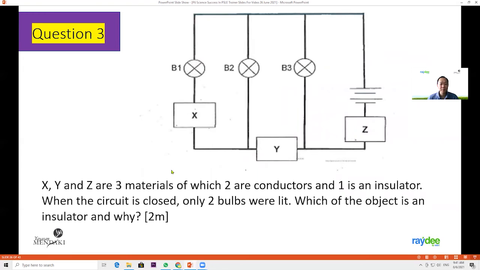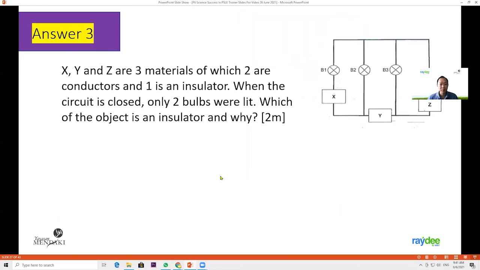Okay, question number 3. So X, Y, Z are 3 materials, and 2 are conductors and 1 is an insulator. So when the circuit is closed, only 2 bulbs will light up. So which object is an insulator and why? So over here we're testing them, conductor and insulator, right? So they need to know insulators don't allow electric current to pass through. Okay, so there's only one location for the insulator, right?